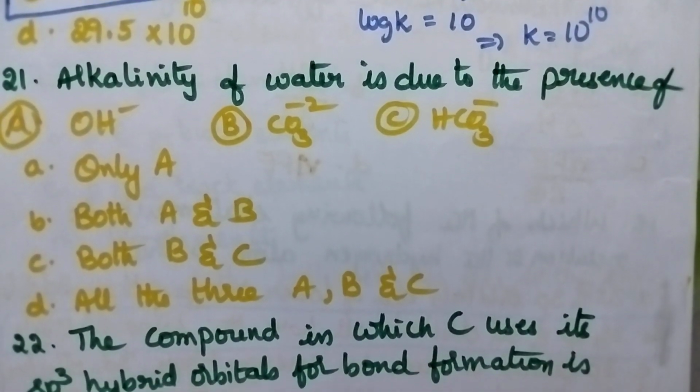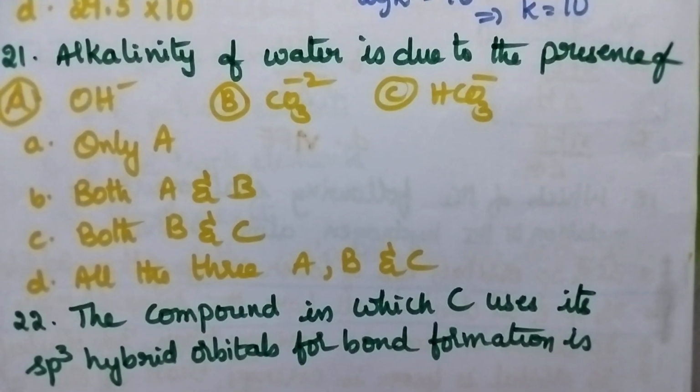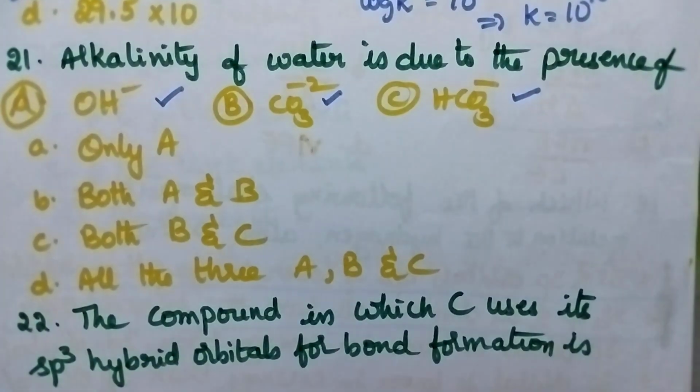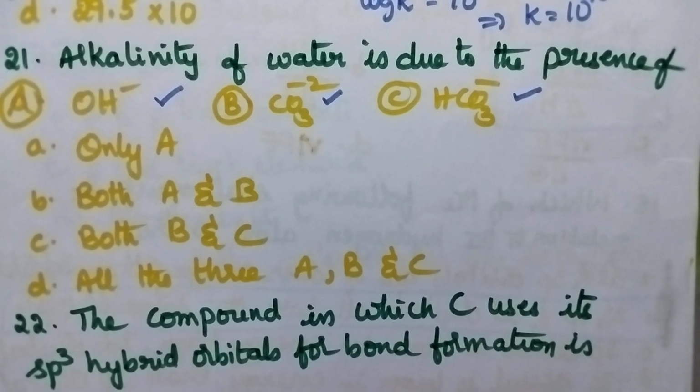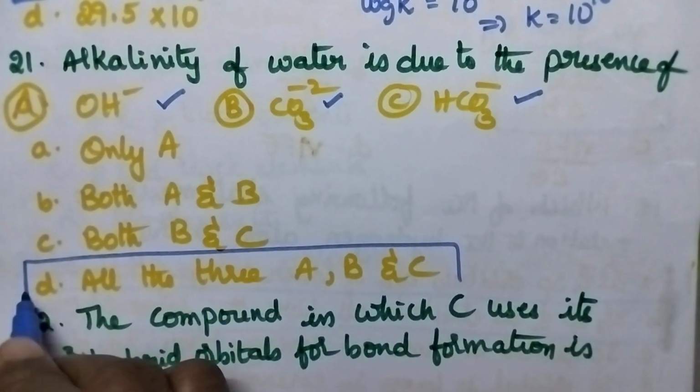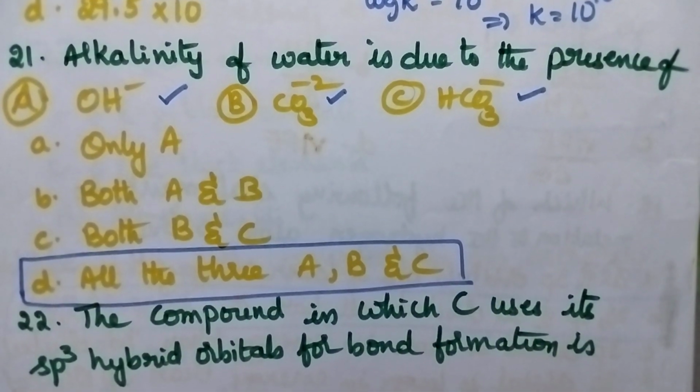Alkalinity of water is due to the presence of hydroxides, carbonates and bicarbonates, which are responsible for the total hardness of the water, and hence all three are responsible for the alkalinity. So option D is the right answer.